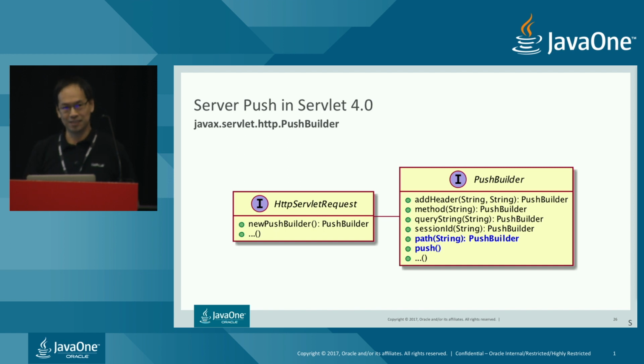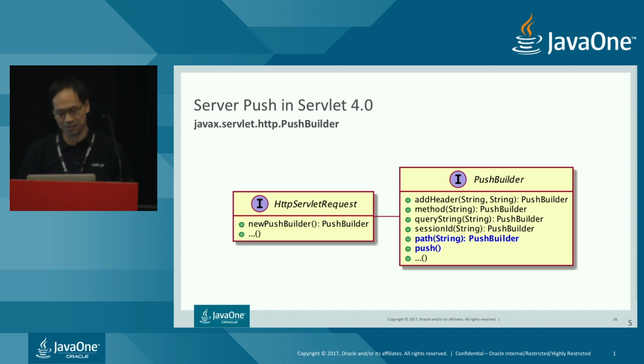Second is what happens when the client says, I don't want anything from the server push. Then they can actually turn it off in the protocol layer. In this case, the push builder will return a null object. So every time you call a new push builder, you have to check whether it is null before you try to use it.